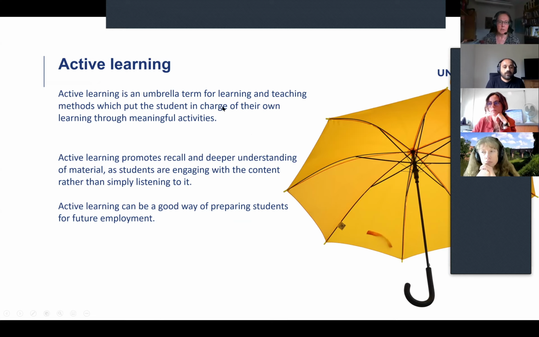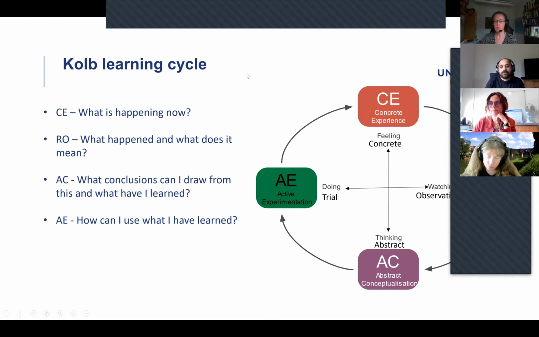So I leave it to you, Agneta. Oh, thank you. I'm going to end this session with, but it's not working right now. Yeah, here. To talk a little about Kolb's learning cycle.